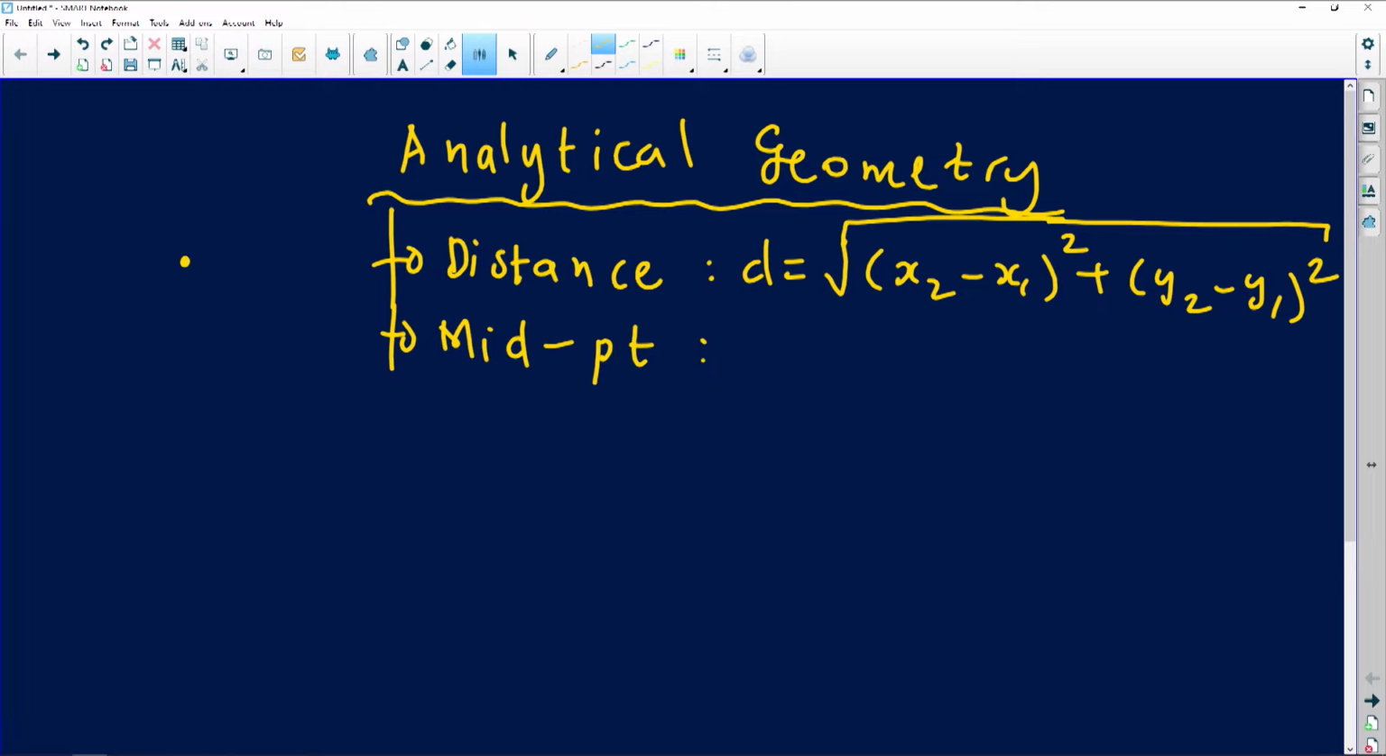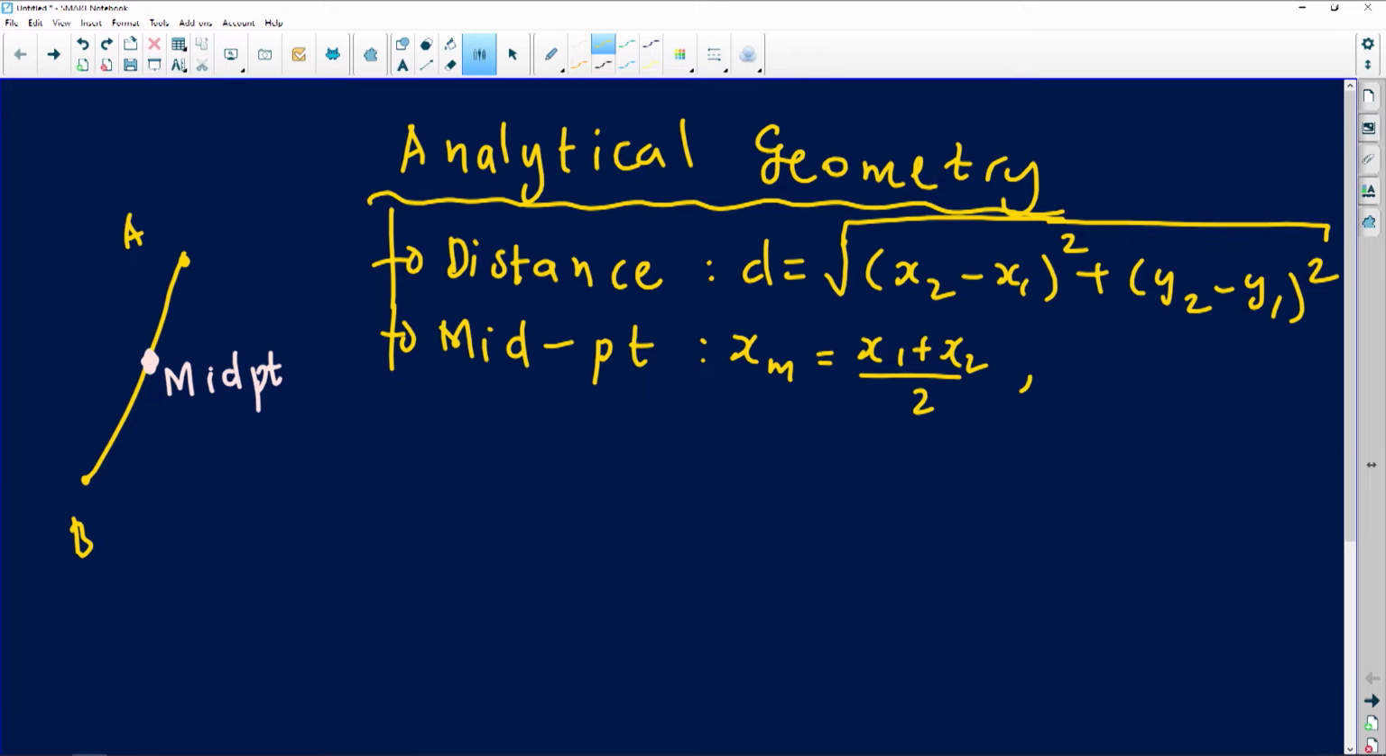If I've got a point here, which I might call point A, and I've got another point here, which I might call point B, and I join them with a line segment, somewhere in the middle there's a point which we call the midpoint. If you want to work out the coordinates of that midpoint, the formula you're going to use is that the x coordinate of the midpoint is always given by the sum of the x's divided by 2. It's like working out the average of the x coordinate. And the y coordinate of the midpoint is given by (y1 plus y2) divided by 2.